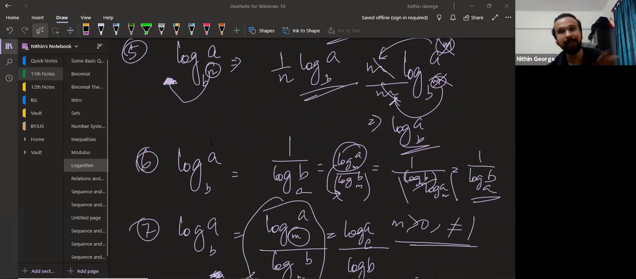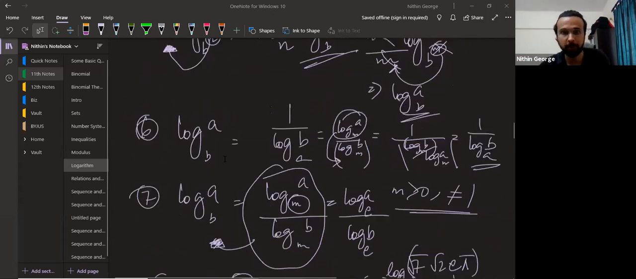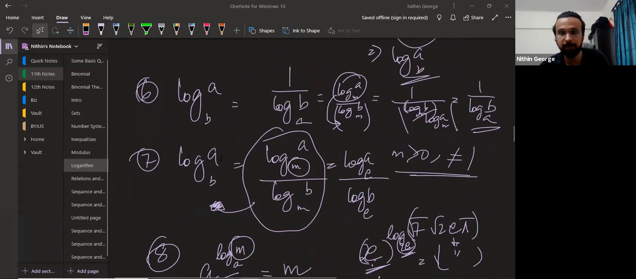So the idea is you can bring in another common base m in between. That's the idea, which is proven in the next property. Log A to the base B can be written as log A base m divided by log B base m. M is any permissible quantity greater than 0, not equal to 1.